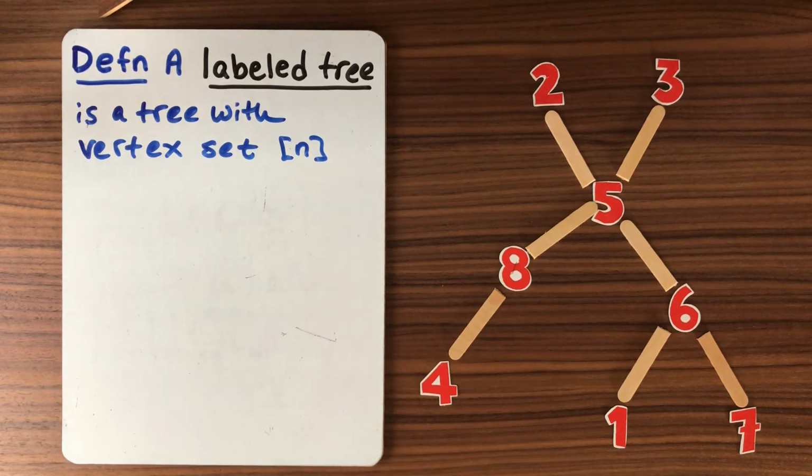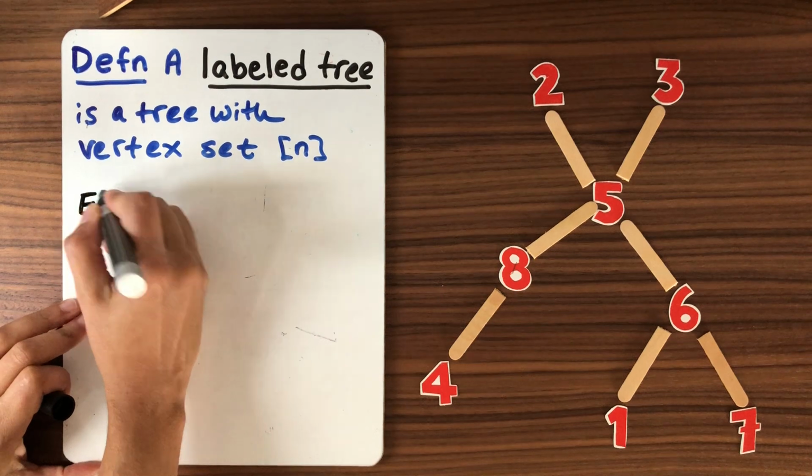A variation that we can consider on trees is that of a labeled tree. In this case, we still have a tree, so we're going to have a graph that has no cycles, a connected graph with no cycles, but now we identify each vertex with an element of the numbers 1 up to n. So for example, this is a labeled tree.